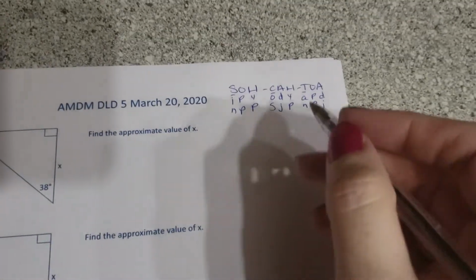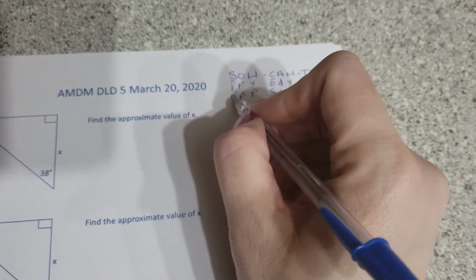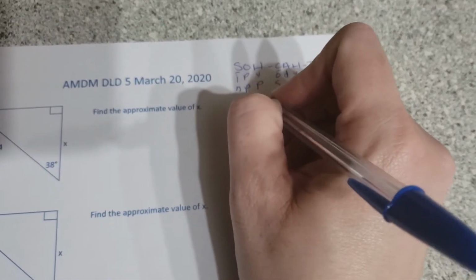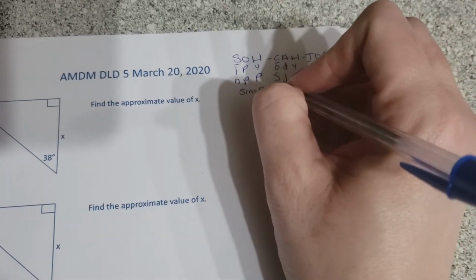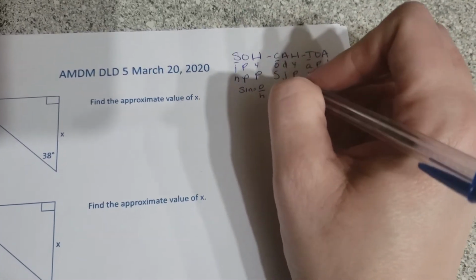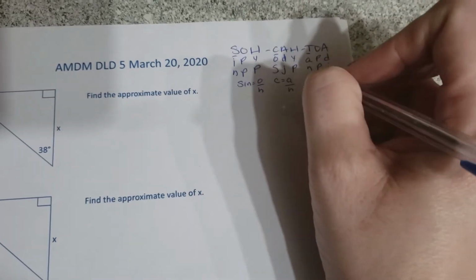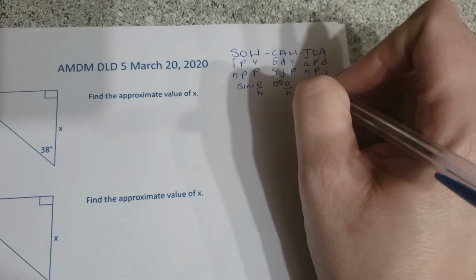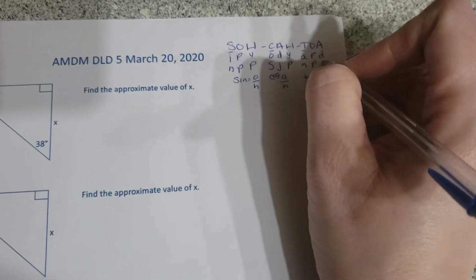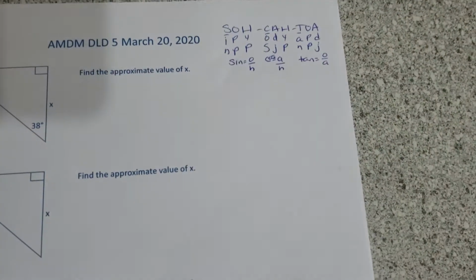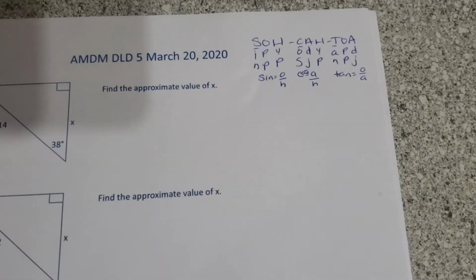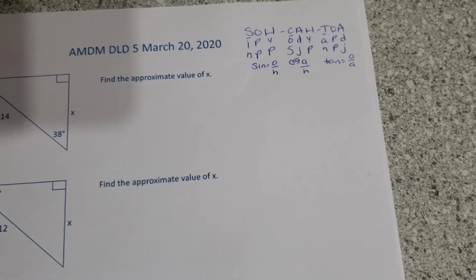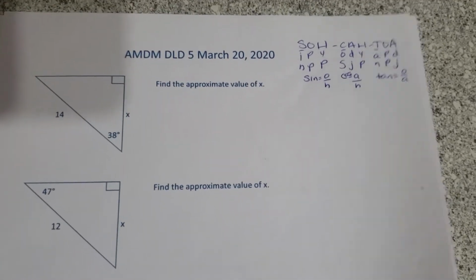Okay, so they kind of help you remember because sine is opposite over hypotenuse. So sine equals opposite over hypotenuse. Cosine equals adjacent over hypotenuse. And that should be cosine, sorry. And tangent equals opposite over adjacent. And what is opposite and adjacent depends on where you're at in the triangle. Your hypotenuse is always going to be the same. So let's look at a couple of problems.